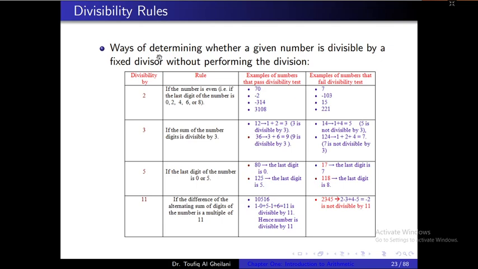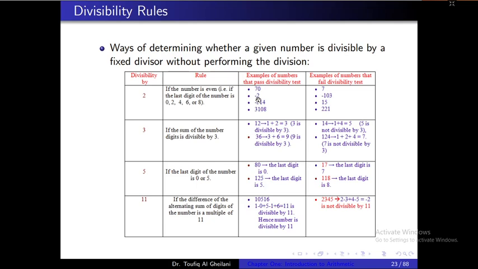Divisibility rules. Ways of determining whether a given number is divisible by a fixed divisor without performing the division. So we say a number is divisible by 2 if the number is even. That means if the last digit of this number is 0, 2, 4, 6, or 8. Let's look at examples. These examples are all divisible by 2. Why? Because the last digit here is 0.